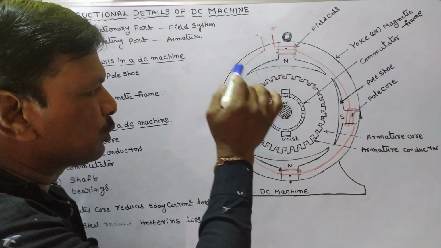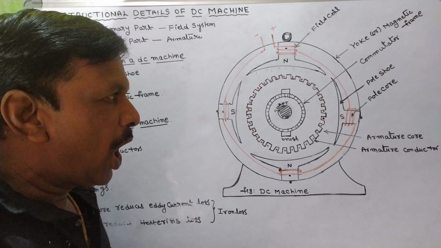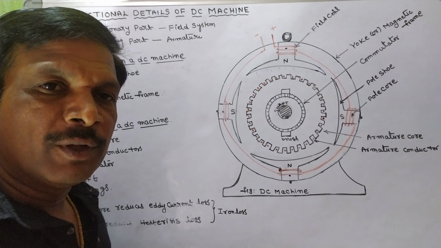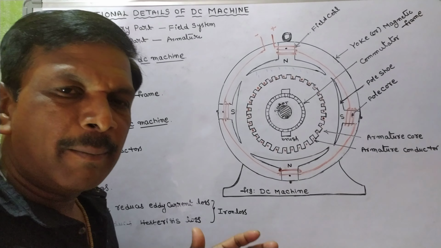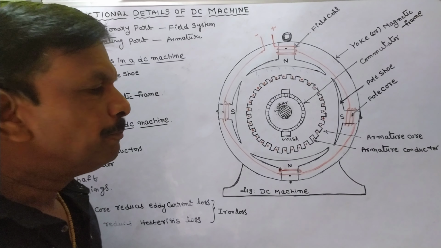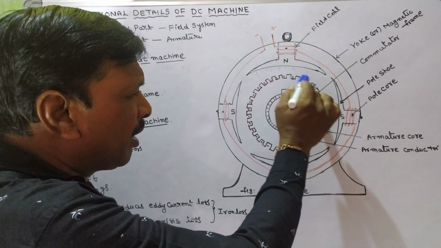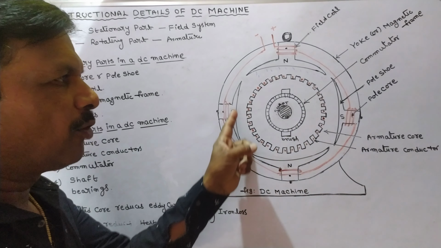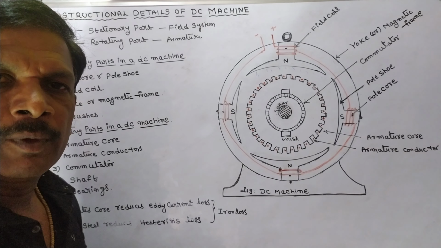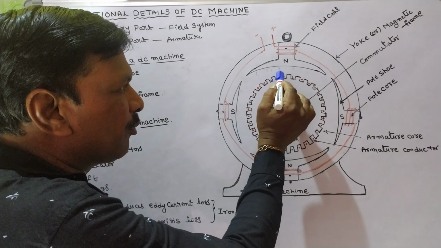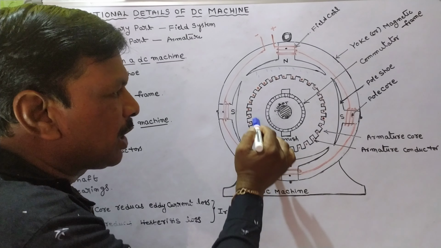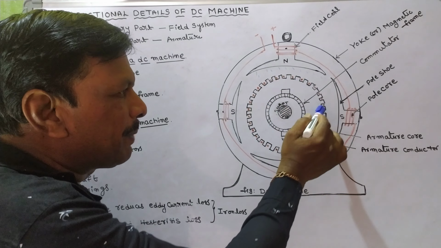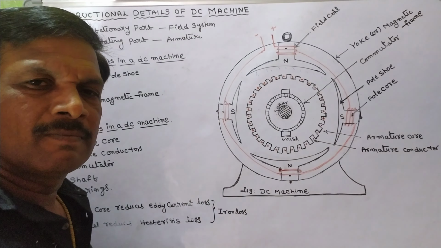Okay, and coming to the armature core. The armature core is a laminated structure. It is made with silicon steel laminations, and the slots are provided in the outer periphery of the armature core. Here we have a number of slots in the outer periphery of the armature core. The conductors are placed in the slots like this.